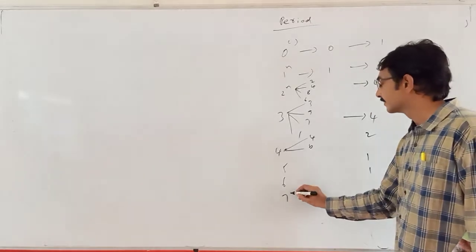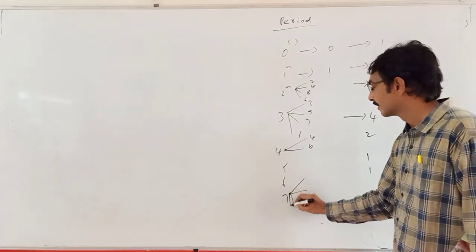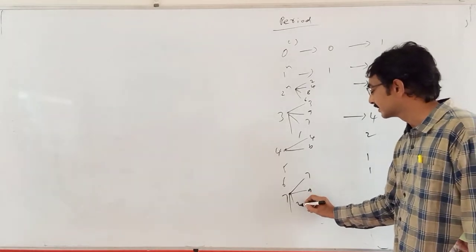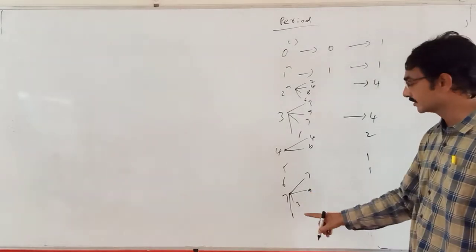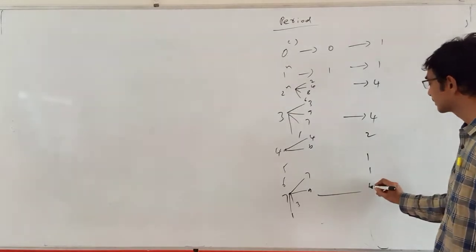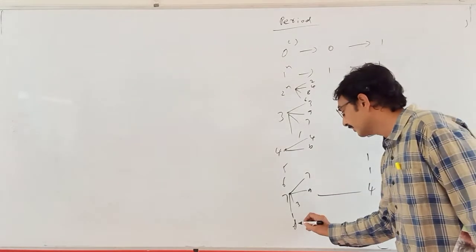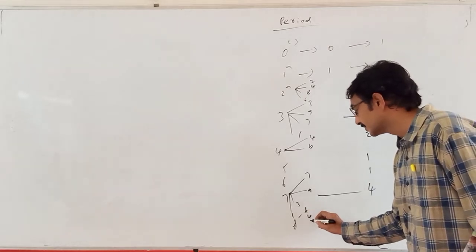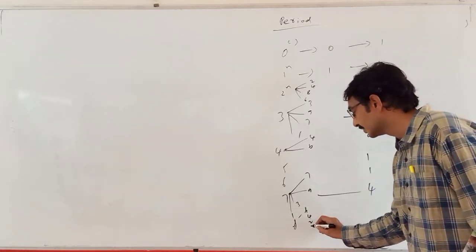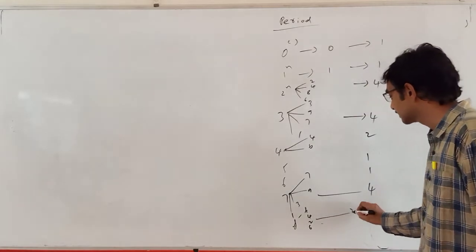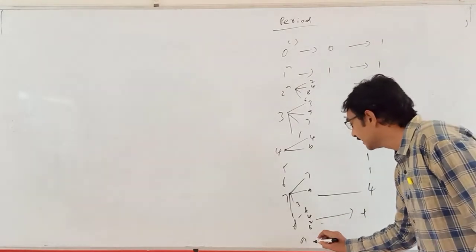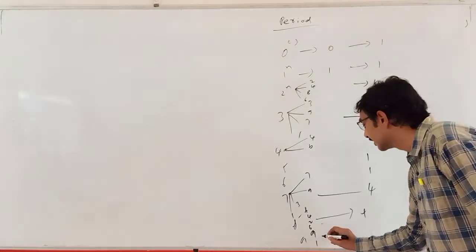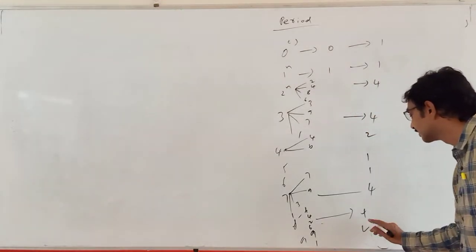Period of 7: 7 into 7, 9 into 7, 3 into 7, 1 into 7. So, the period of 7 is also 4. Period of 8: 8 into 8 into 8 into 8. So, the period of 8 is also 4. 9, 1, 9, 9 squared is 81. So, the period of 9 is 2.